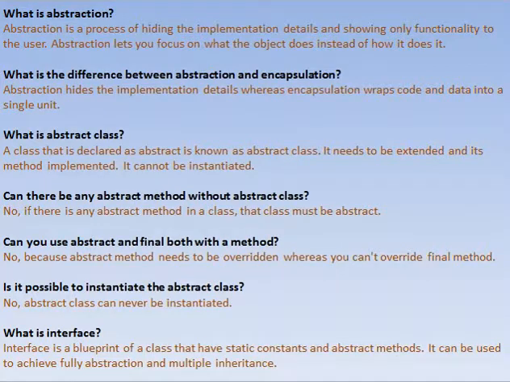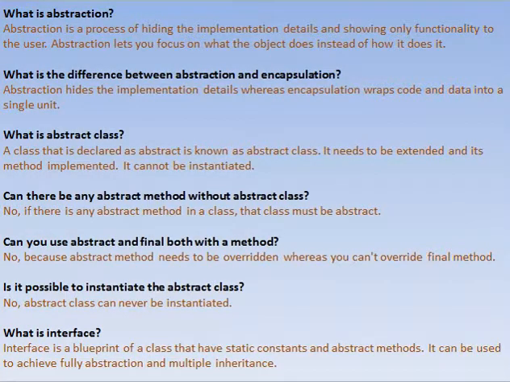What is abstract class? A class that is declared as abstract is known as abstract class. It needs to be extended and its method implemented. It cannot be instantiated. Can there be any abstract method without abstract class? No, if there is any abstract method in a class, that class must be abstract.